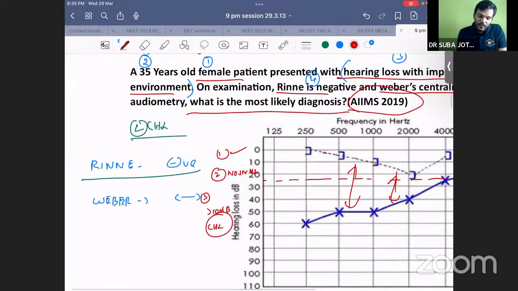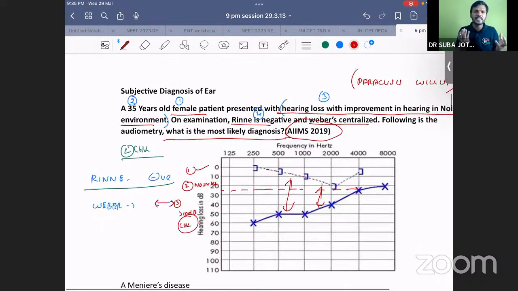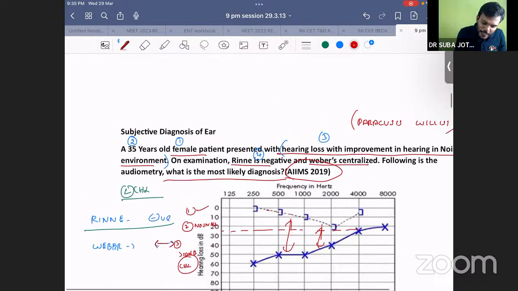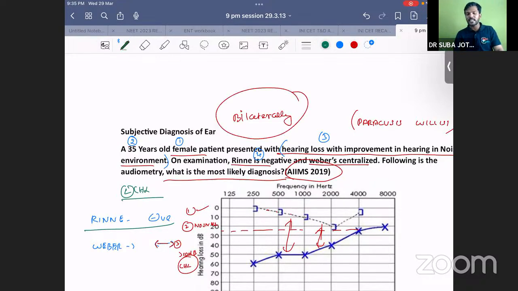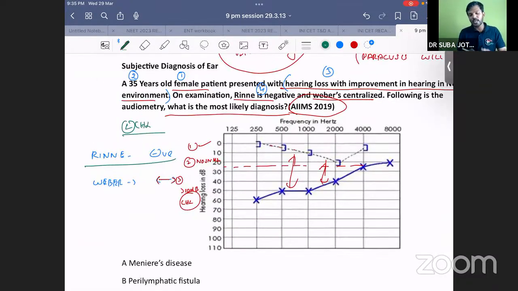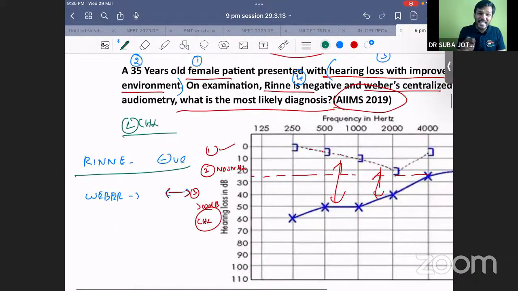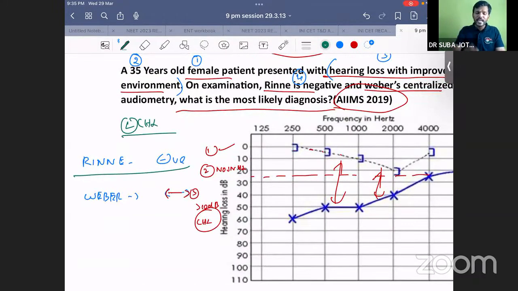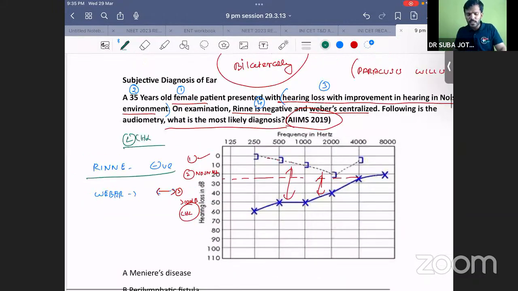See, Rinne is negative. Weber is centralized. It is not lateralized, which means the patient has both ears deaf, because otosclerosis is a condition which occurs bilaterally. So as it occurs bilaterally, both ears have almost similar hearing loss. The Weber is centralized, so no wrong in that. But Rinne is negative. As Rinne is negative, this patient has conductive hearing loss.